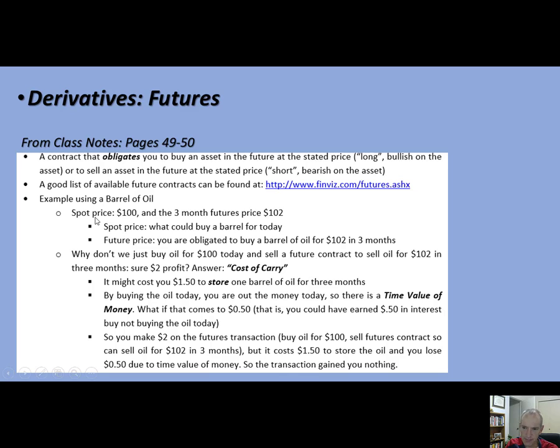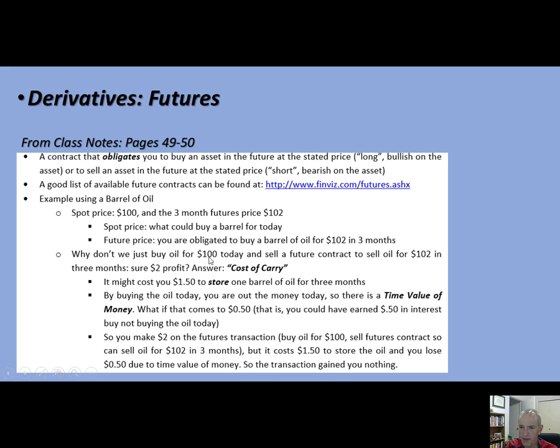Well, if you bought the oil today, 1,000 barrels of oil, you're out the cash, and now you've got to store that oil. You don't need it for 3 months, so now you've got to store it. And so you have two things going on here. You have the time value of money, because you have to pay for the oil today where you could have waited and paid for it in 3 months. And you also have the storage cost. Those two together are what we call cost of carry.